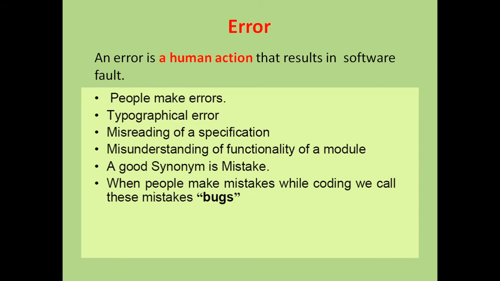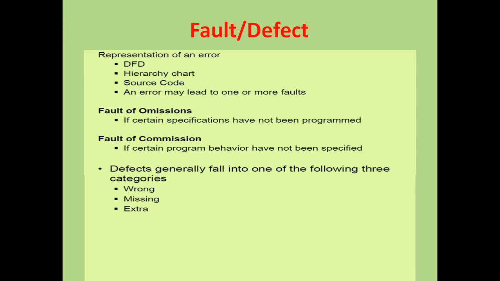They can make a typographical error, they can misinterpret a specification or misunderstand the functionality of a module, or sometimes think about synonyms which may not show the same perspective, or cannot be interpreted in the same manner. Similarly, some people make mistakes while coding as well, which we call bugs. All these come under the purview of what we call an error. It's a human error basically. Now when a human makes an error in the software, this error can give rise to what we call faults or defects.